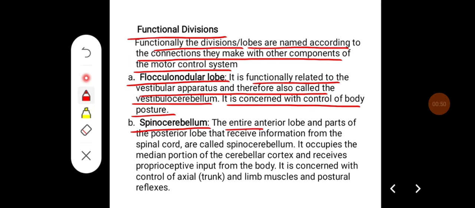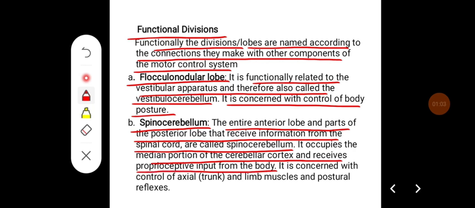Spinocerebellum: the entire anterior lobe and part of the posterior lobe that receive information from the spinal cord are called spinocerebellum. It occupies the median portion of the cerebellar cortex and receives proprioceptive input from the body, and it is concerned with the control of axial, that is trunk, and limb muscles, and they are involved in postural reflexes.